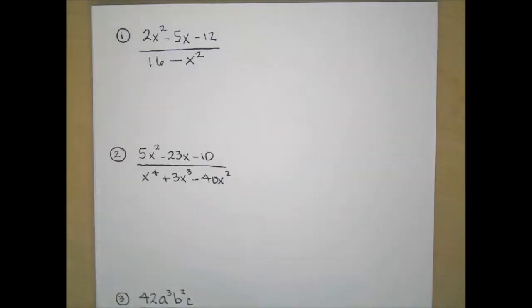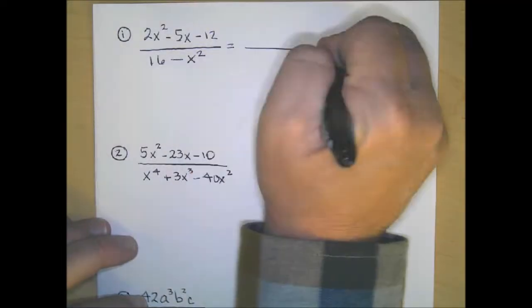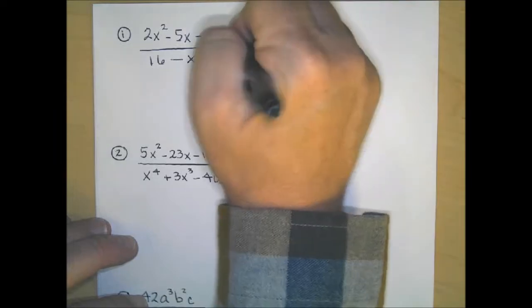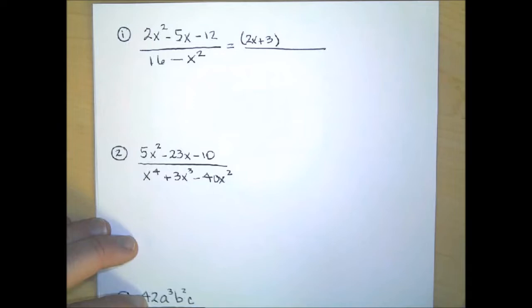The first three problems on the summary are just simplifying, basically ugly fractions. That's what I call them. All we have to do is factor and cancel. So on problem number 1, it needs to be factored, and the numerator would be the product of 2x plus 3 and x minus 4.